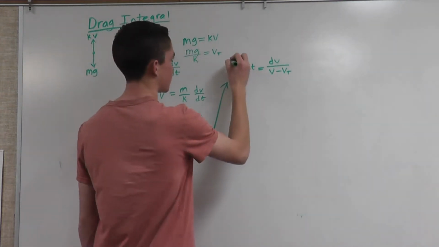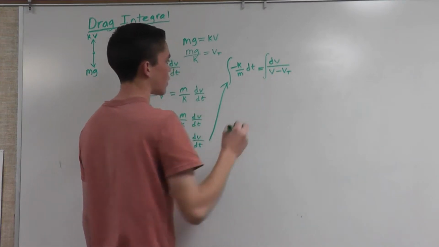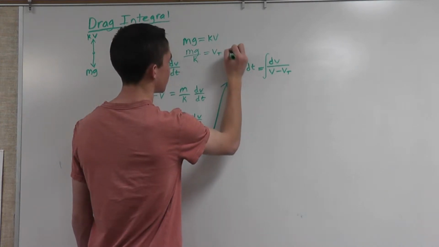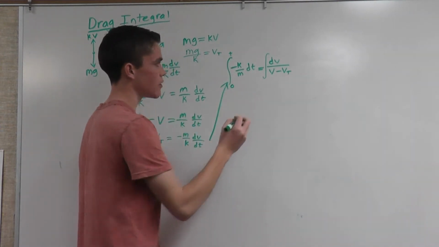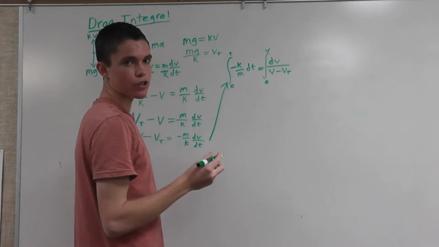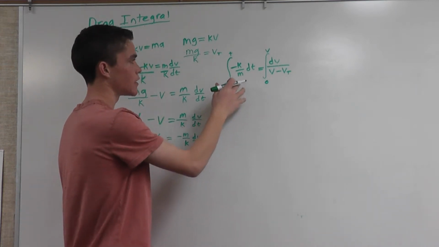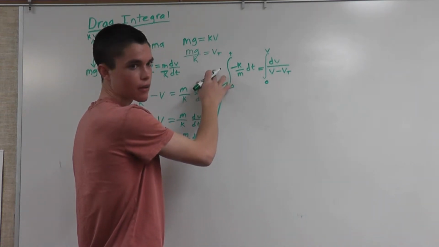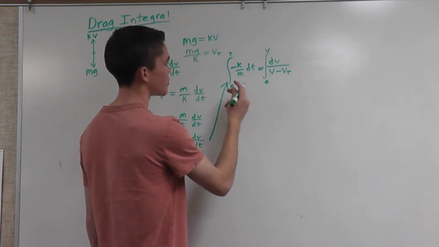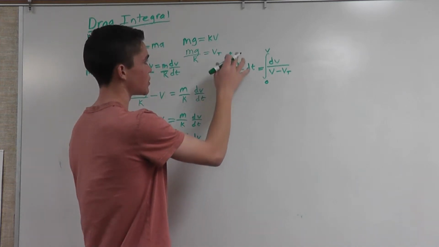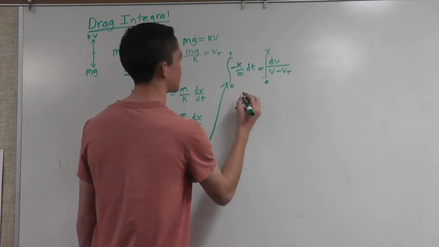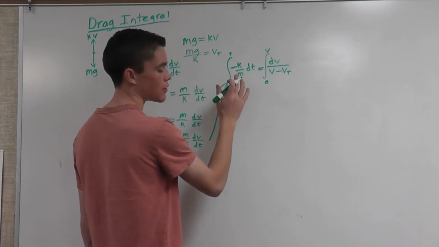Alright, now we can integrate. Our limits of integration are going to be from time 0 to time t, and from velocity 0 to velocity v. Now, the integration on the left side is very simple because negative k over m is a constant, so that moves outside of the integral. The integral of dt is just t. And because we're doing it from time 0 to time t, at time 0 this cancels out, and at time t it's just equal to negative k over m t.